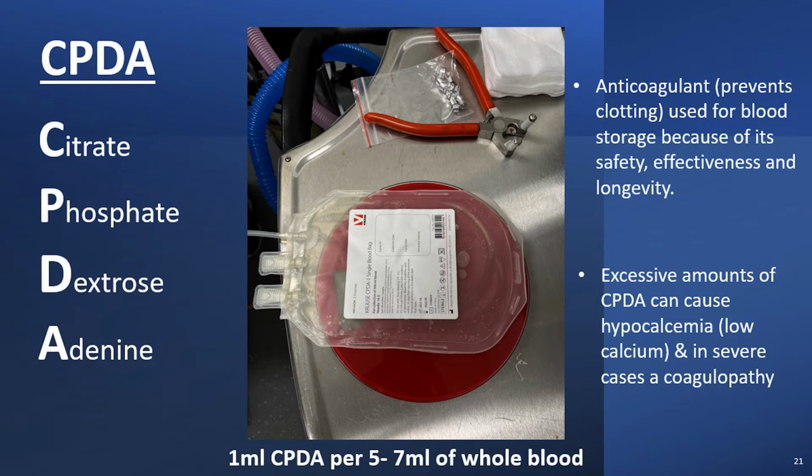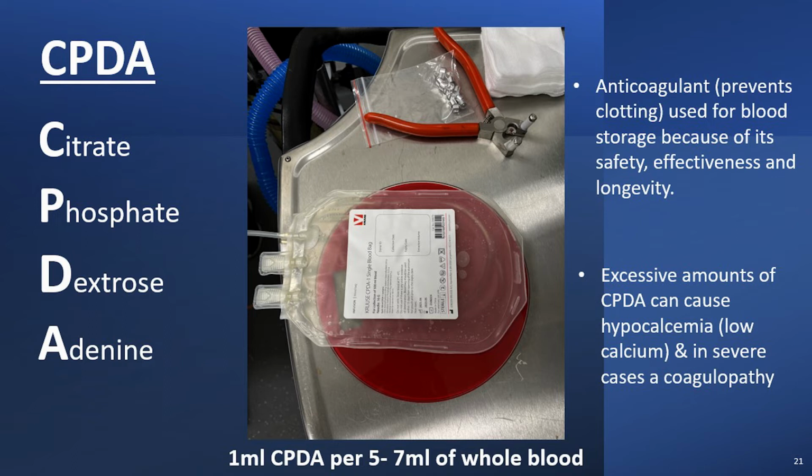Okay, so the next thing we're going to talk about is something called CPDA. That stands for citrate, phosphate, dextrose, and adenine, which is referred to as CPDA. It's an anticoagulant and preservative for blood storage.